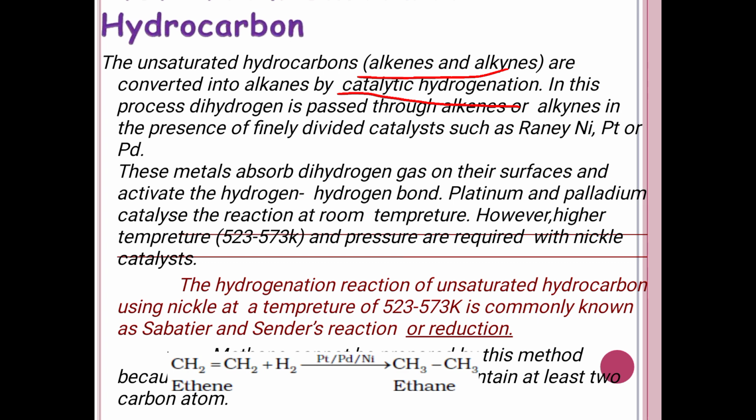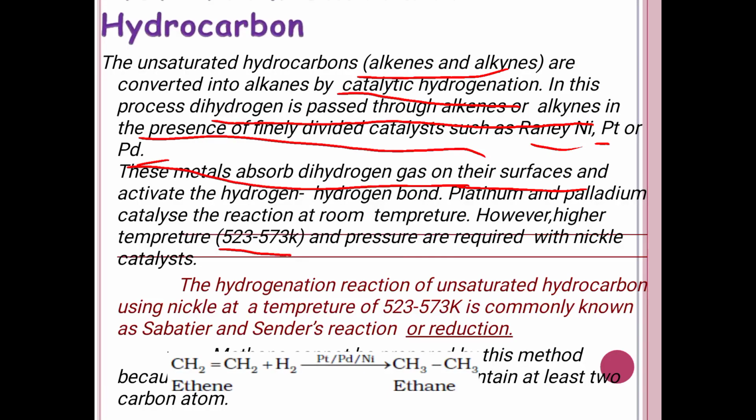In this process, dihydrogen is passed through the alkenes or alkynes in the presence of finely divided catalysts such as Raney nickel, platinum or palladium. In this reaction, these metals absorb dihydrogen gas on their surfaces and activate the hydrogen-hydrogen bond. So we require a high amount of energy for this reaction.